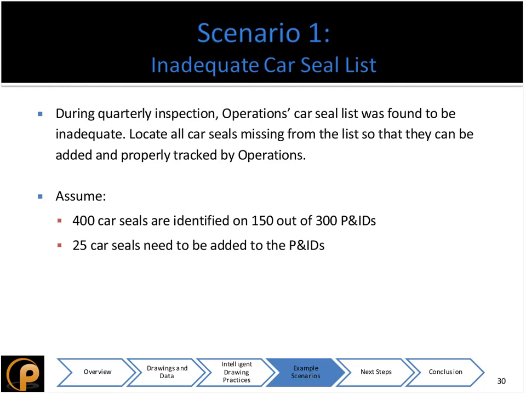So scenario 1. During quarterly inspection, the operations car seal list was found to be inadequate. So you need to locate all of your car seals missing from the car seal list so that they can be added and properly tracked. So that's the scenario, and as we go through these examples, I'm going to have some time estimates, and so I want to give a basis for those estimates. So in this case, let's assume we have 400 car seals identified on 150 out of 300 P&IDs, and there are 25 car seals that need to be added to the P&IDs. So that's just the basis for some future time estimates.